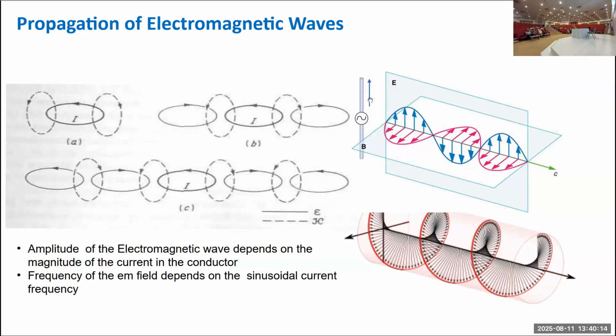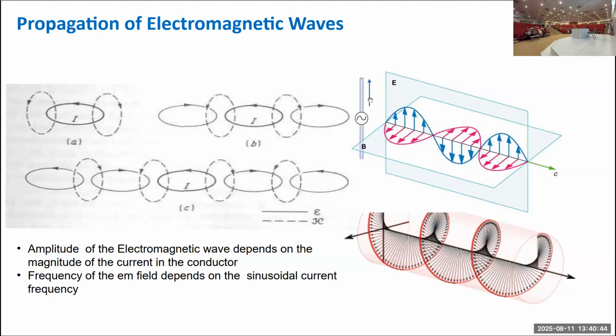Now, if this current is changing and it's changing its polarity as well, the magnetic field around the conductor will also change. And you know, every changing magnetic field produces an electric field around it, and every changing electric field produces a magnetic field around it. And this way, a series of electric and magnetic fields are produced.